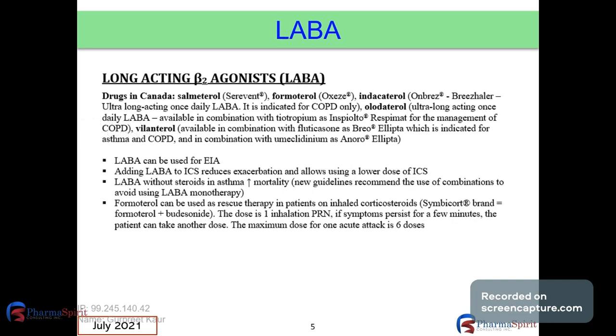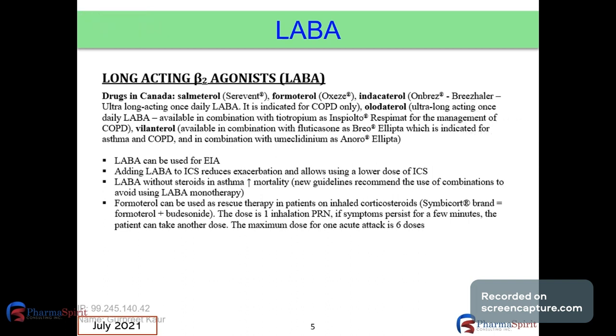For the long-acting beta-2 agonists, we have different drugs here. We have salmeterol available as Serevent, and we have formoterol available as Oxeze. And of course, they are also available in combination with steroids. So salmeterol with fluticasone is Advair, and formoterol with budesonide is Symbicort. Don't worry about the names. The names are coming, and you don't have to know the brand names anyway.